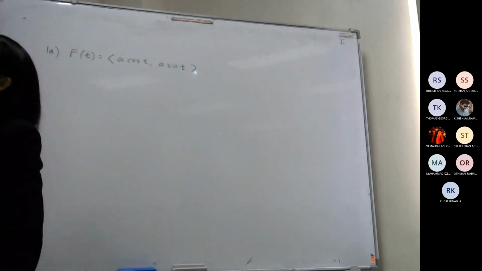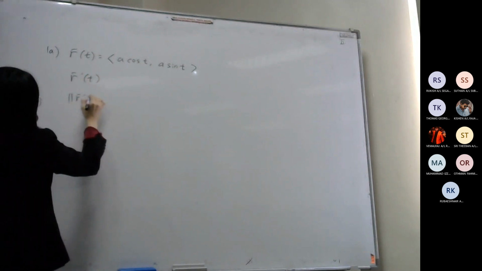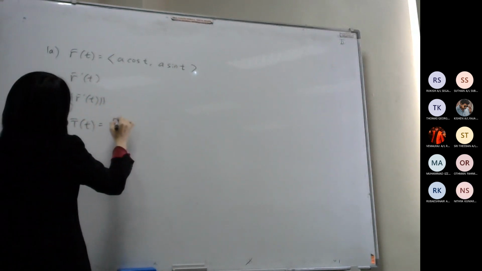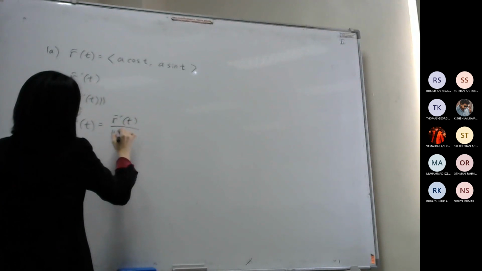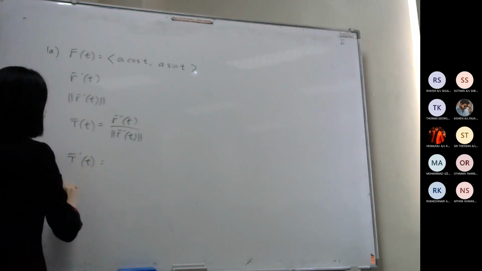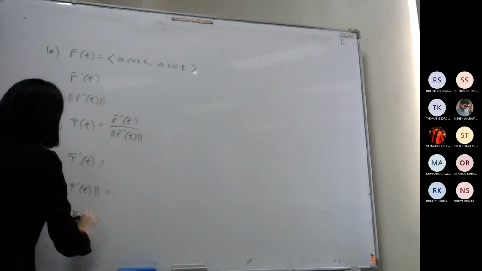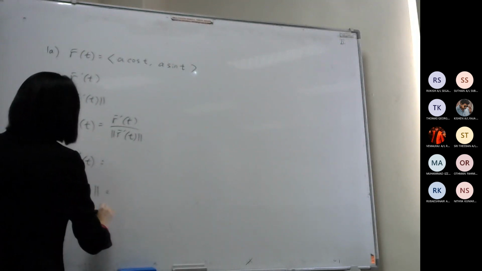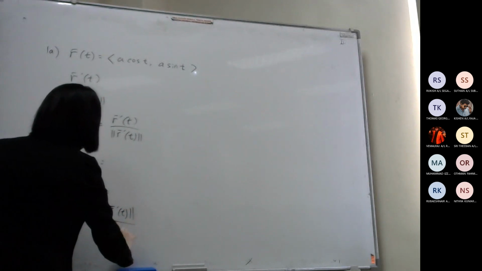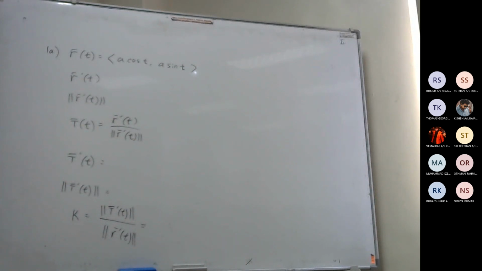So by using this given formula, you have to find r prime, the magnitude of r prime. T is r prime over the magnitude of r prime. Then find T prime, and then the magnitude of T prime. Then you will get the information: magnitude of T prime divided by magnitude of r prime. Okay, try to compute this.